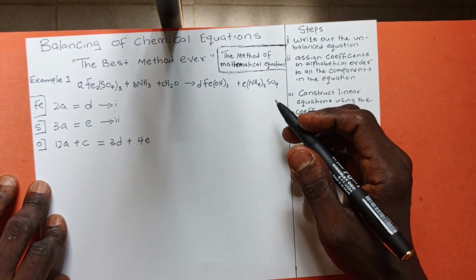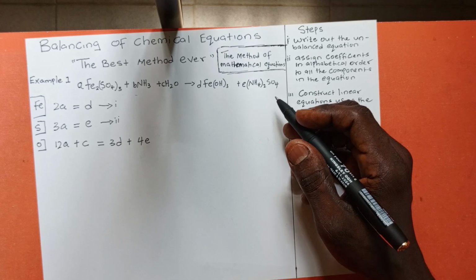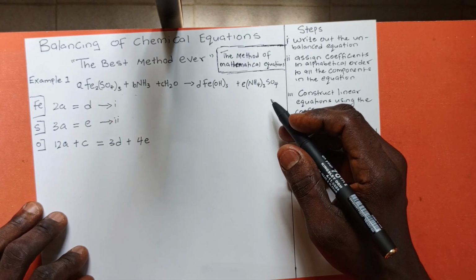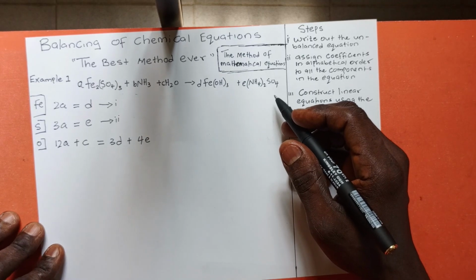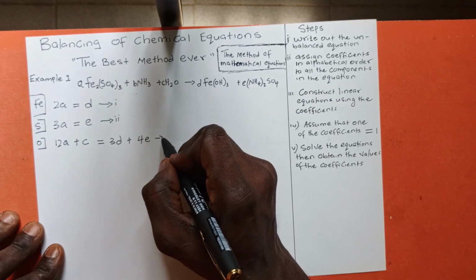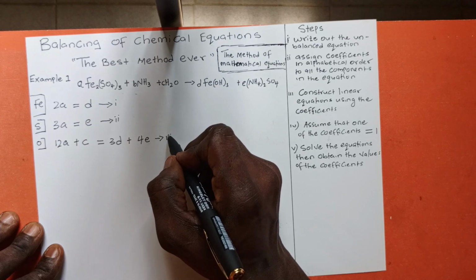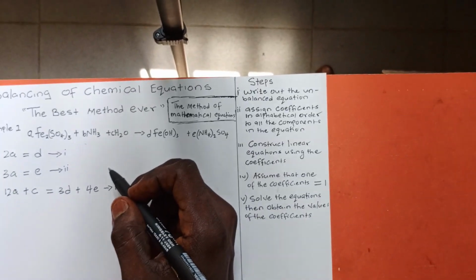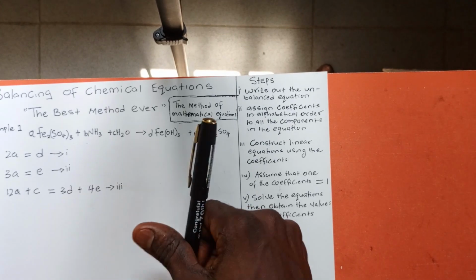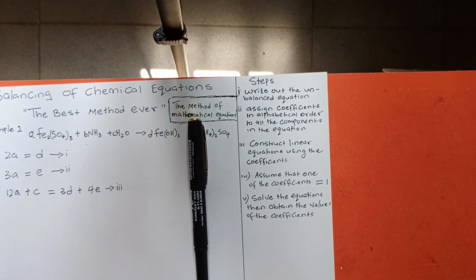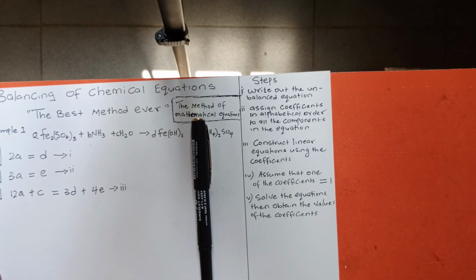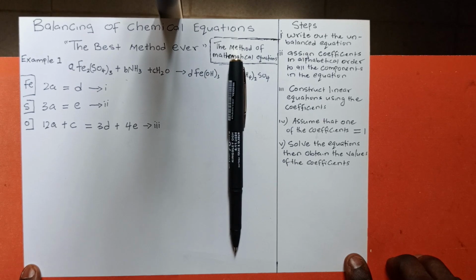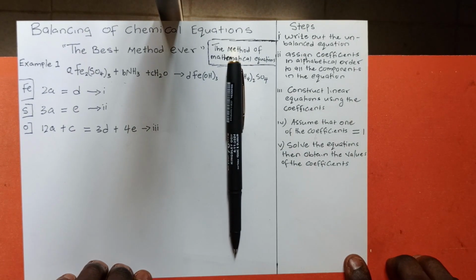Okay, if you're finding this a little confusing, try to take your time to single out the number of atoms before you start doing this. Okay, moving on. This is my equation number 3. I call this equation 3. Now moving on to the next equation.